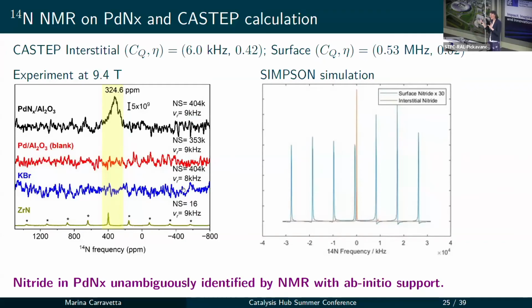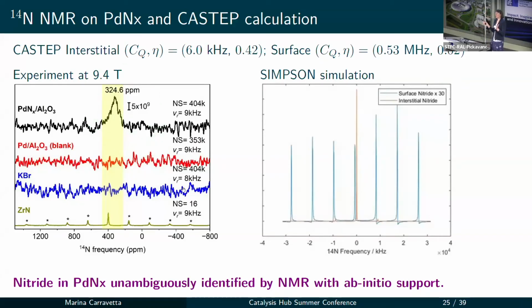Since it was such a tiny signal, we wanted to really make sure that it was not an artifact due to something else. So we also recorded a spectrum on the plain palladium nanoparticle without the nitride, and the baseline is noisy, but there is no clear signal in the nitride region. And just to make sure that there was absolutely no problem associated with the presence of metallic particles and some other strange combination, we also did an experiment on potassium bromide, which of course doesn't contain any nitrogen, and that was also flat. So this was verified to be a real signal.